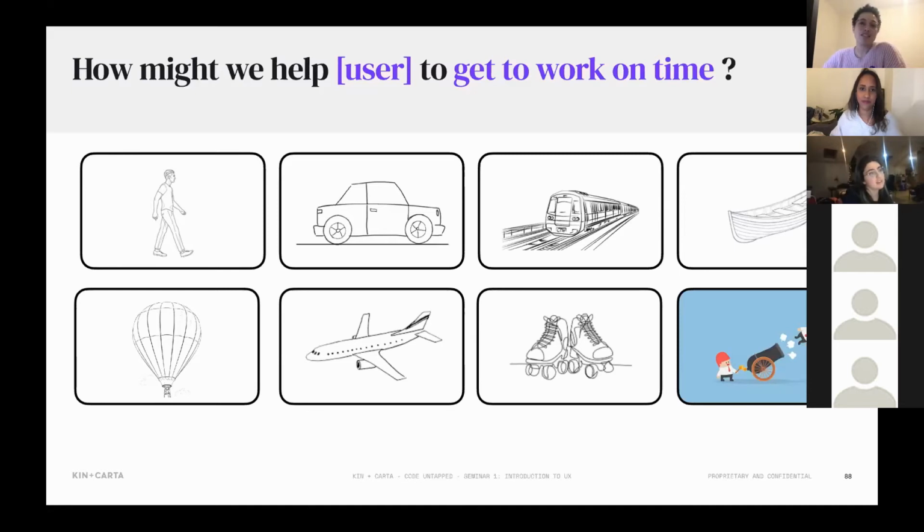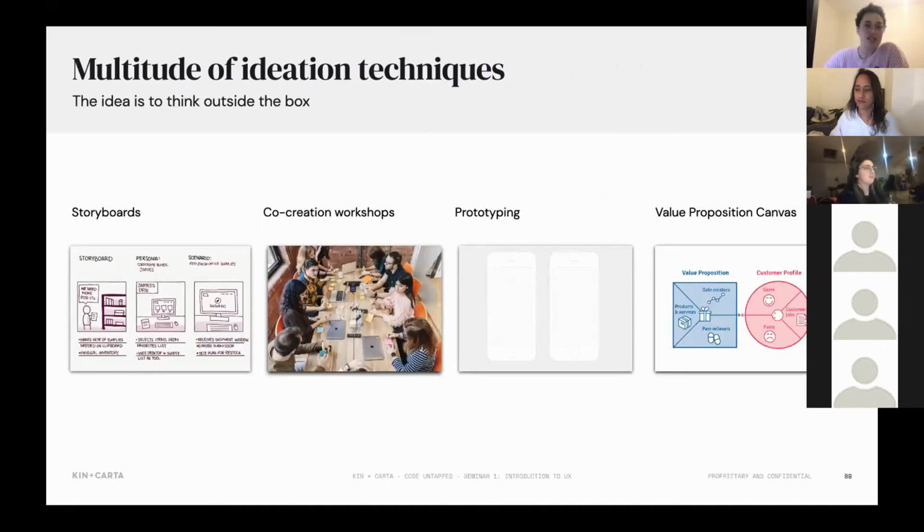There are a multitude of other ideation techniques as well that we can use. We've got storyboards, where you sketch out your ideas one after the other and see them as a process, as a workflow. We have co-creation workshops, which can be anything from an hour to half a day or longer, to really get to the crux of the problem and come up with lots of ideas. We've got prototyping, which we'll touch on in more detail later, a lighter weight version of the final product to be able to tap through all the options, and the value proposition canvas as well, where we explore what is the real value statement for a user.